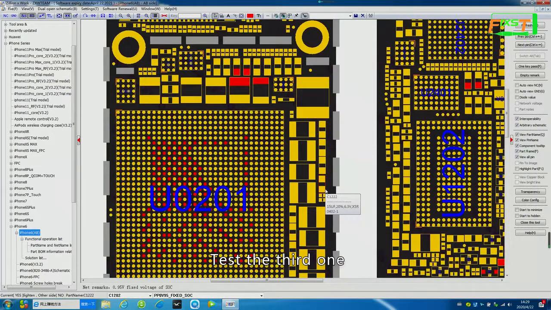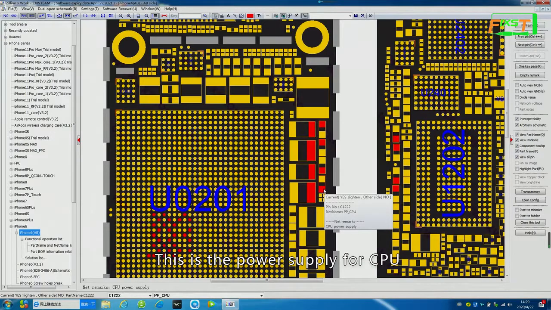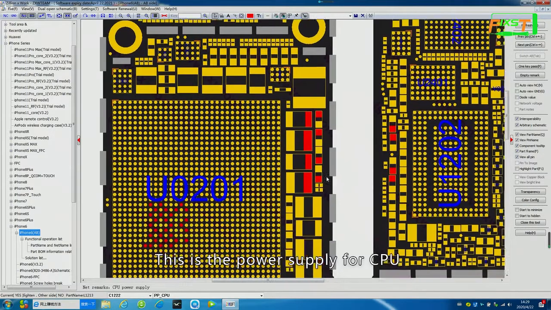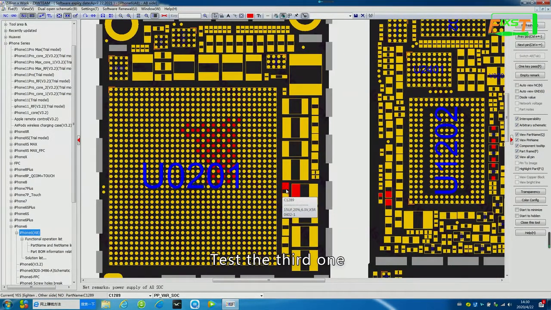Test the third one. This is the power supply for the CPU. Test the fourth one. This is the SoC power supply line. Test capacitor C1289.